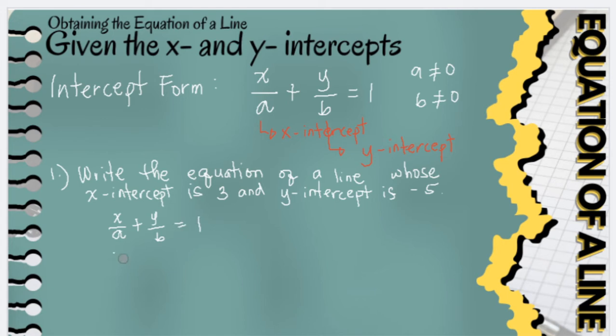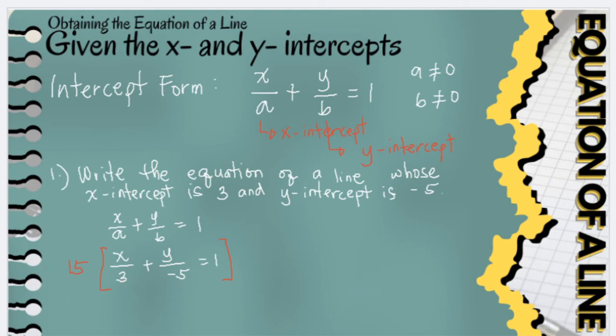Now, using the intercept form, we have x over a plus y over b is equal to 1. So, our a or x-intercept is 3. So, x over 3 plus y over the y-intercept, -5, is equal to 1. Now, to remove the denominators, we're going to multiply all the terms by the LCD. So, ano ba ang LCD ni x over 3 and y over -5? And that is 15, right? So, the number that can be divided by 3 and 5 is 15.